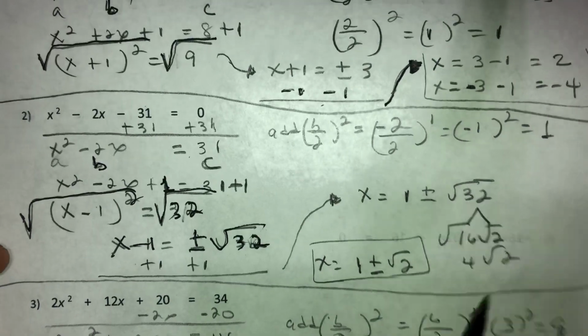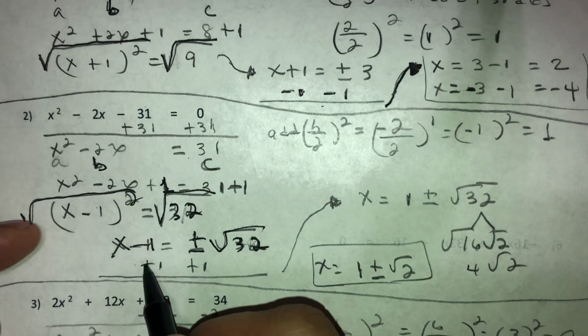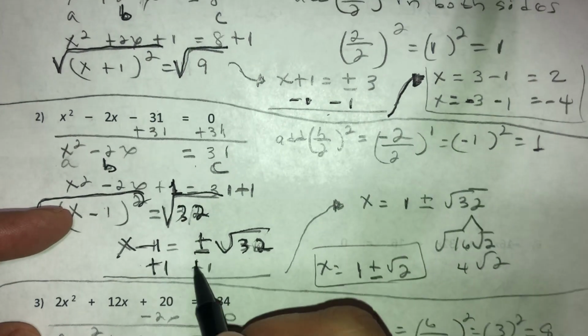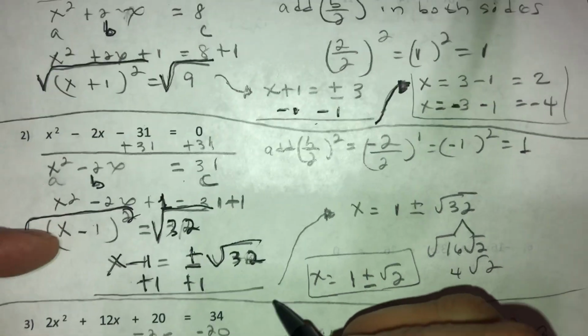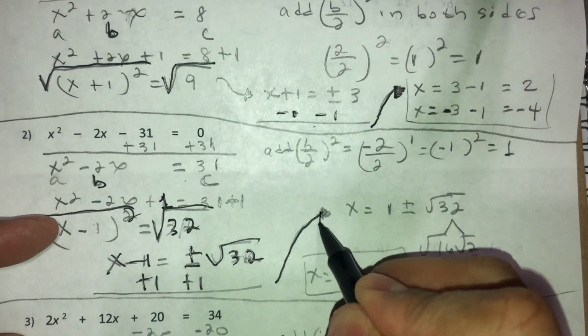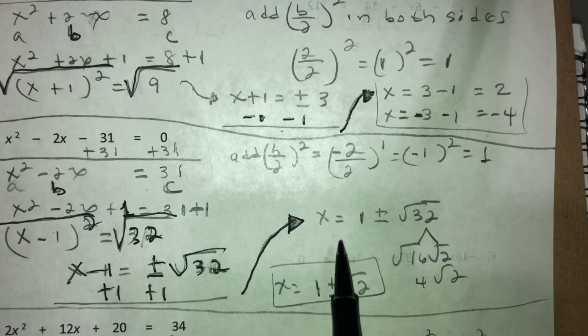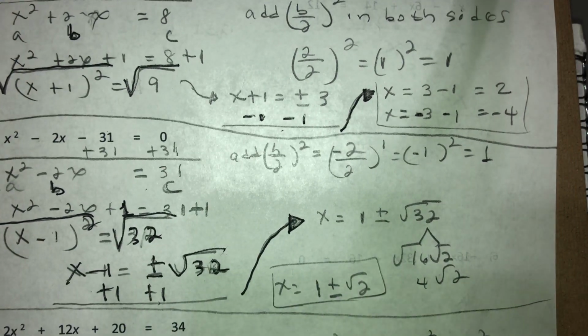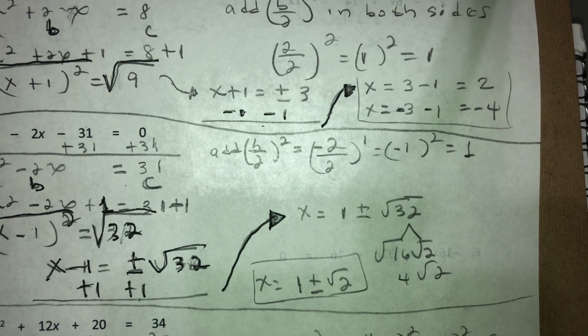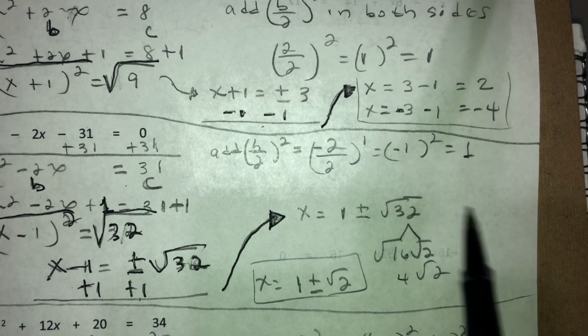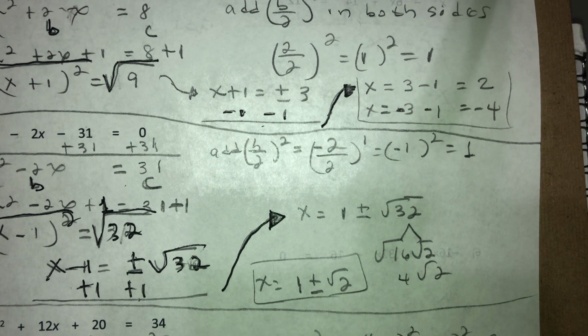Now remember, that 1, because it's positive, I have to add 1 on both sides. So I have to write it separately. Here comes my arrow, okay? So what you do is you write it as x = 1 plus or minus radical 32. Now, if they don't ask you to do it in simplest radical form, that should be your answer. But if they ask you to write it in simple radical form, then you have to simplify the radical.